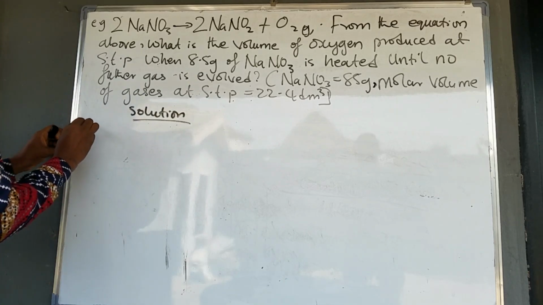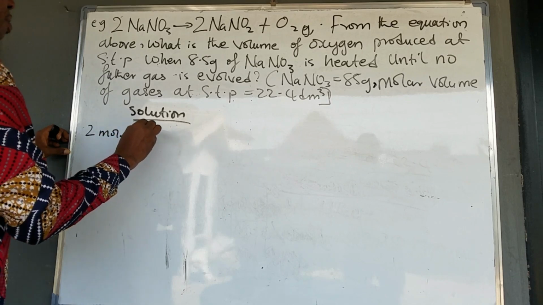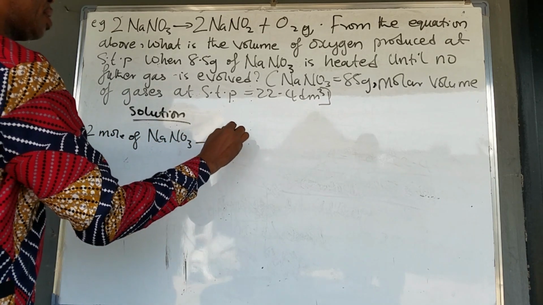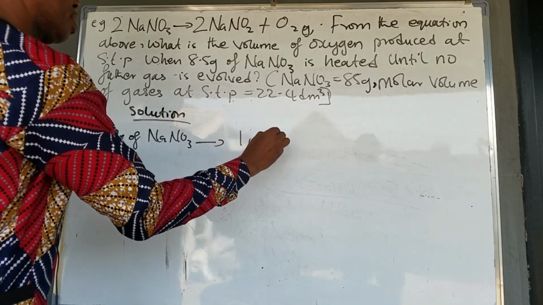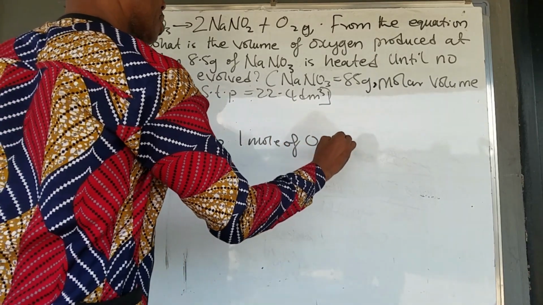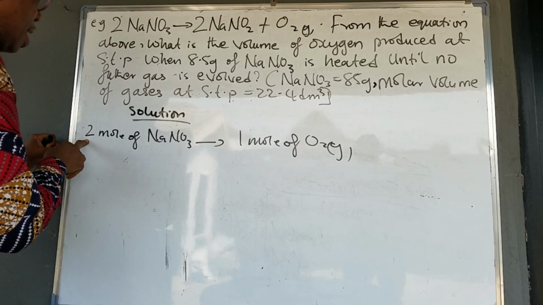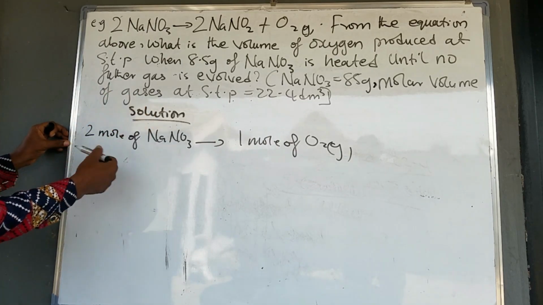I will say 2 mole of sodium nitrate actually yielded 1 mole of oxygen gas. So notice the 2 mole. That will affect us in our calculation somehow. So let's see what to do. But before that, let's move on.